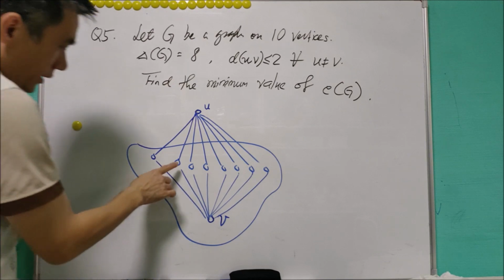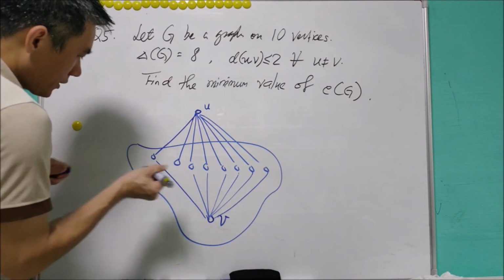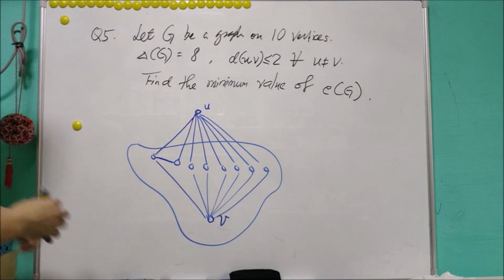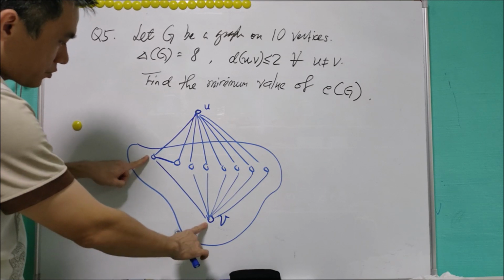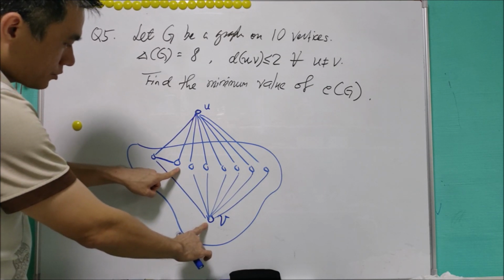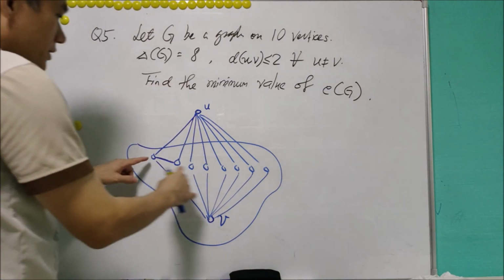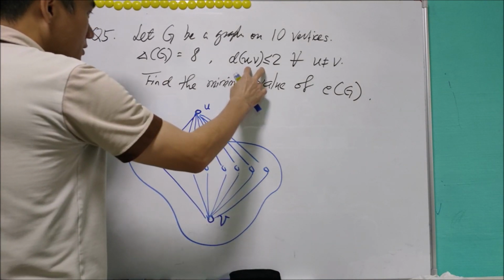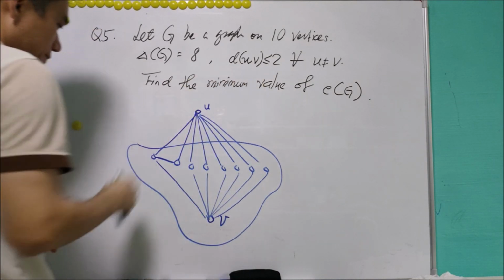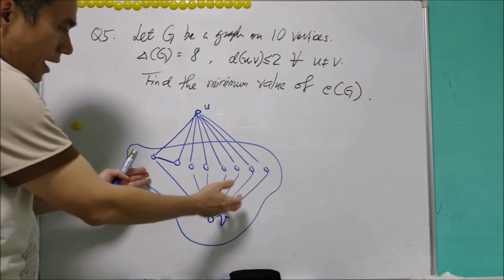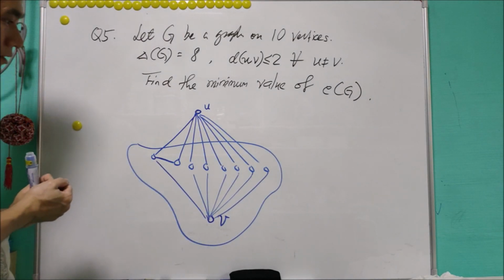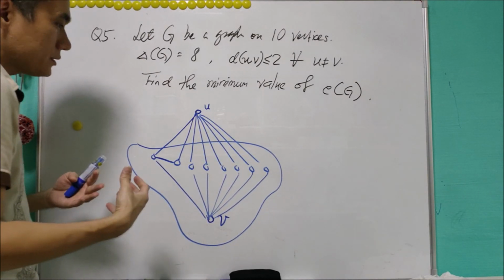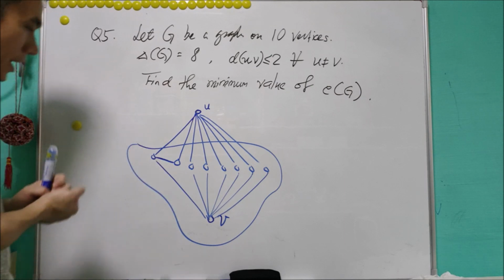Or we may change a little bit in this way. The distance of these two vertices is 1, and the distance of these two vertices is 2. For any two vertices, it still fulfills the condition that the distance is not more than 2. So for this graph, it has 16 edges. So naturally, we want to ask, is 16 the minimum value?